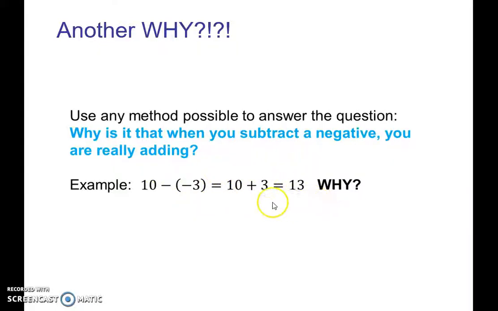Now, why is this? Some students will say, all right, take away a negative. Really what I'm saying is give me the opposite of negative 3, which is positive 3. And that's okay. But are there more conceptual ways to think about it?